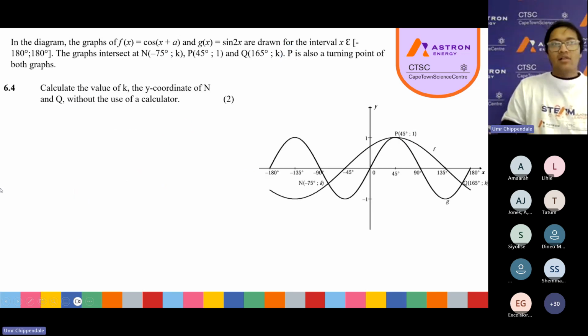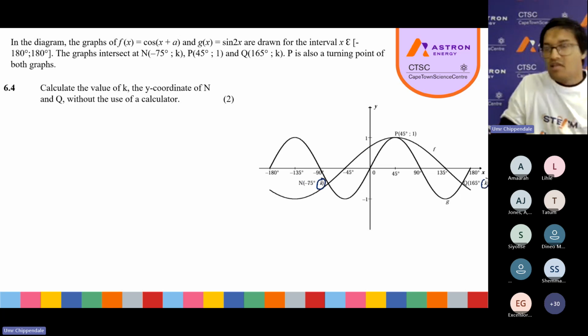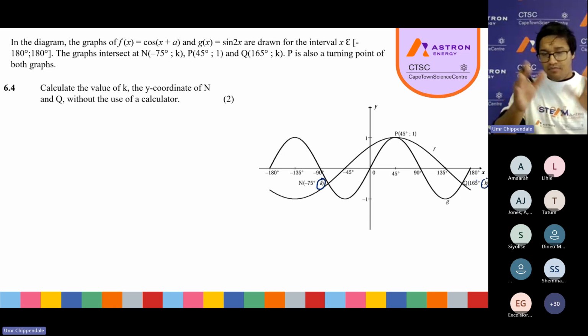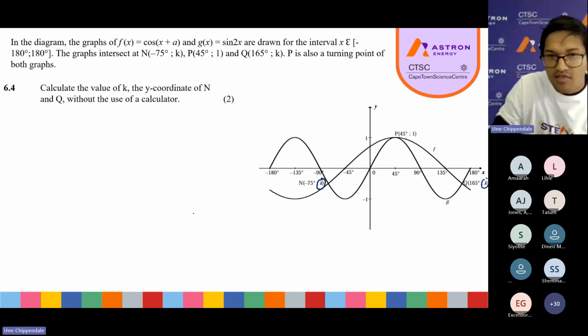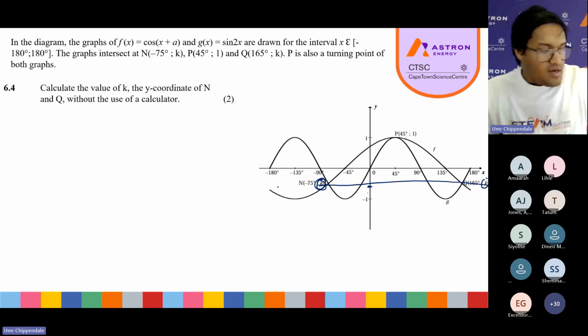6.4. Calculate the value of k, which is the y coordinate of N and Q. All right. So if we look over here we have k and here we have k. And remember, the second part within our points is our y value, and k is both there. So we know they are both at the exact same height, which would be roughly over here, right? Just know this is equal to that; they're in line with each other. That's what I mean. So they will make a nice straight line over there. Okay, so now if we have it like this, right?